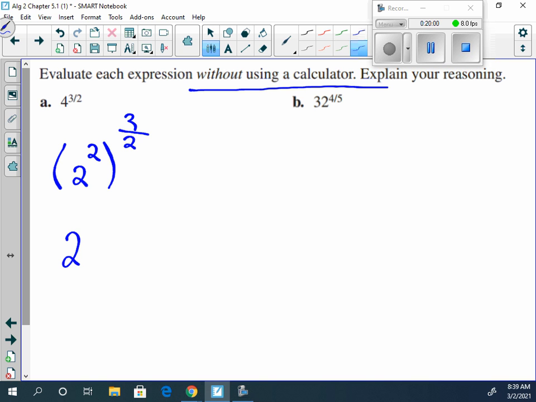Now, powers of powers multiply, so we do the 2 times the 3, because it always multiplies on top. 6 over 2. Well, 6 divided by 2 is 3. And 2 times itself 3 times is? Well, 2 times 2 is 4, 4 times 2 is 8. And that's how we do these without a calculator.